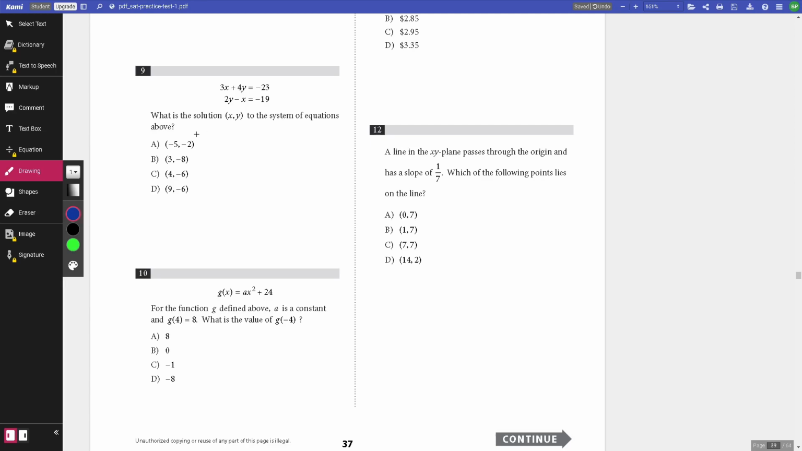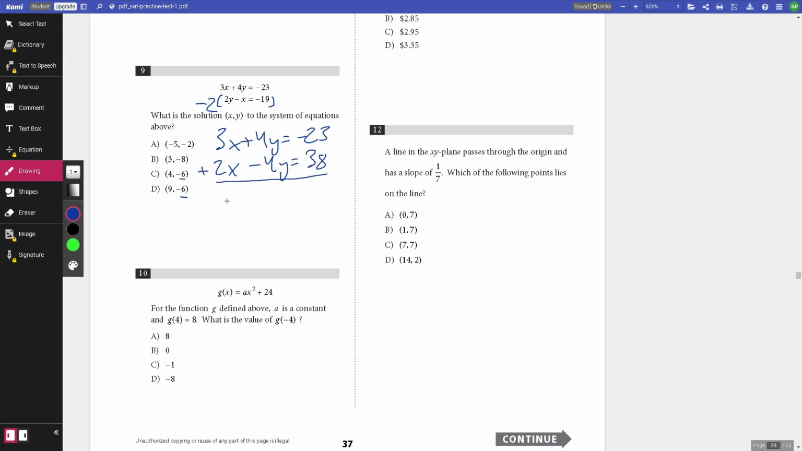Solve the system of equations above. Looking at this, the y terms here are the same, so I want to solve for x, and it will save time. To solve for x, we should eliminate y. So to eliminate y, you multiply this equation by -2, and rewriting the equation times -2, positive 2x minus 4y equals 38.